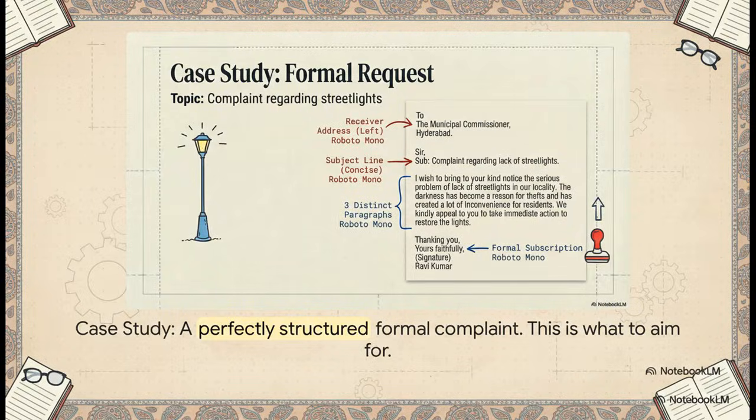Okay, that's enough theory. Let's see this blueprint in action with a real example. This is a formal complaint about broken streetlights. Look closely. See how it follows the structure we just talked about? You've got the address on the left, a super clear subject line, those 3 distinct paragraphs, and the formal closing. This right here, this is a perfect score letter.